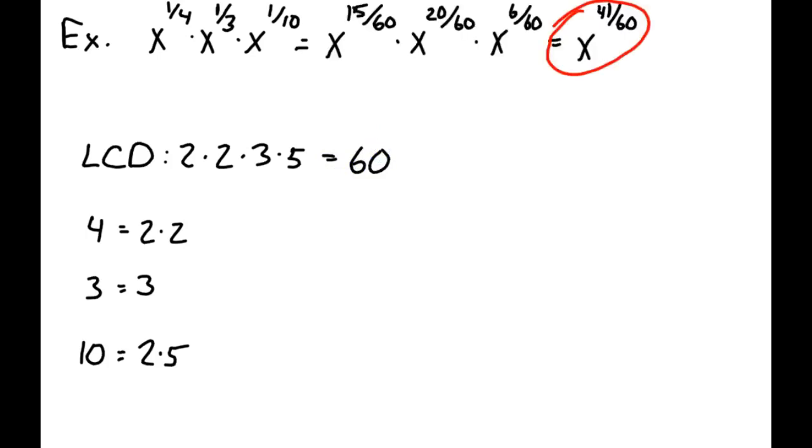So now we rewrite each of these denominators. To get the 4 to 60, we'd multiply by 15 over 15. So that becomes x to the 15 over 60. For the second part, we'd have to multiply by 20 over 20, so we get 20 over 60. And the third one, we multiply by 6 over 6 to get 6 over 60. So now we can add the numerators together because we have a common denominator. 15 plus 20, 35. 35 plus 6, we get x to the 41 over 60 power.